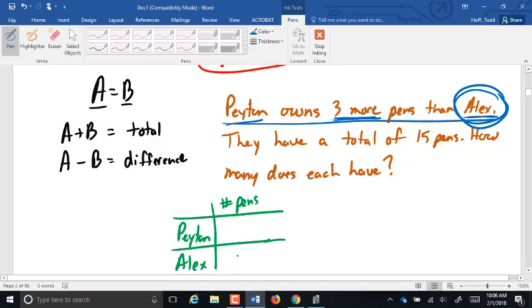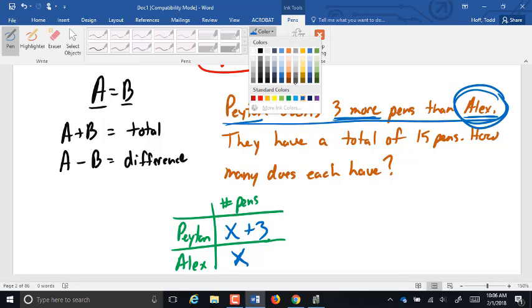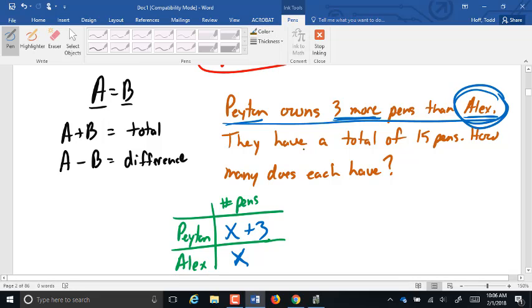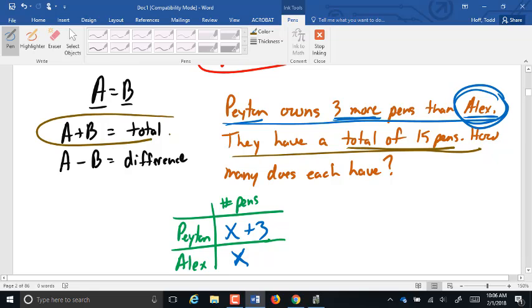So since we have to know Alex's first, we're going to let the number of pens Alex has be X. Once we know that, Peyton has x plus 3, just 3 more. This is a case where they have a total of 15 pens. We have two things that are adding to make a total. So we've got Peyton's, which is x plus 3, and to that we're going to add Alex, which is just x, has to add up to make a total of 15.